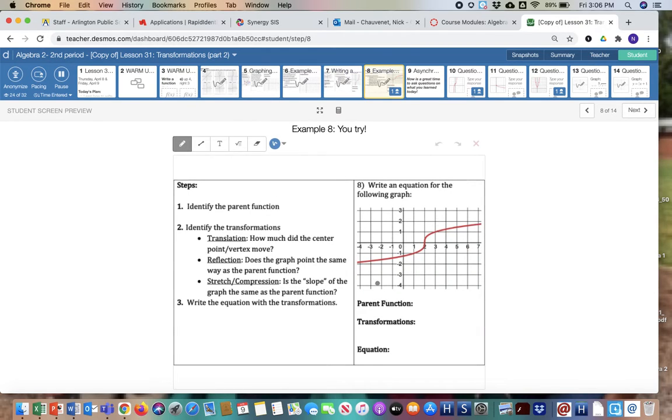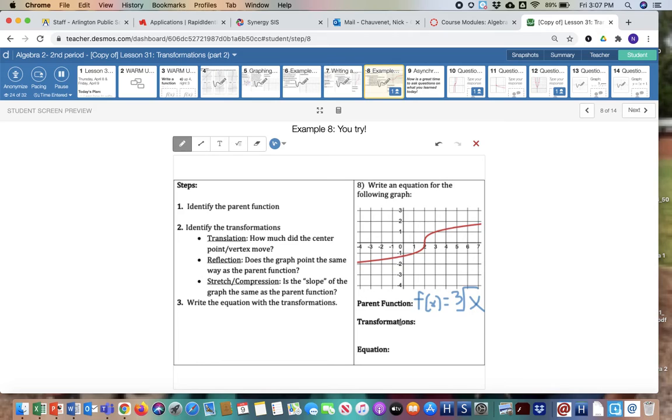All right, and then just for practice, that was what we did here with 8. So what's this parent function? Well, it's this horizontal squiggle, as we called it. So that parent function should be f of x equals the cube root of x. I'm not 100% sure how to type that in, so I'm going to just write it in. So f of x equals the cube root of x.